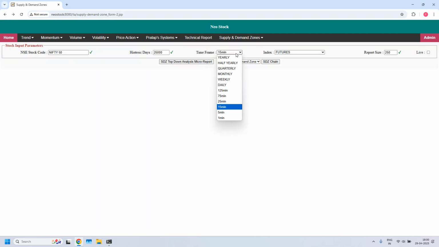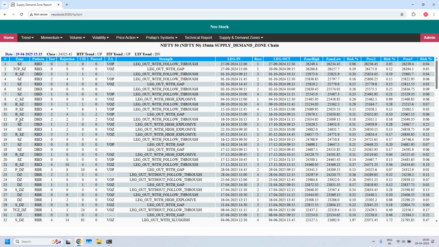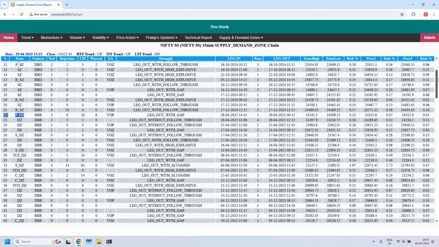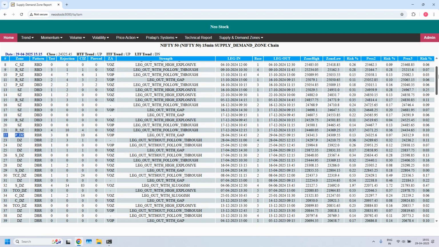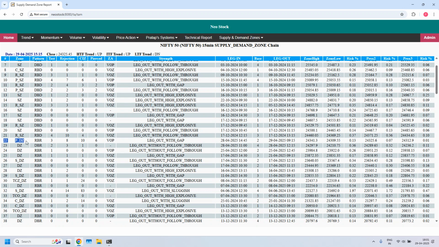Next, just a minute. Let me get. Here you have all the supply zones, right? The nearest demand zone is serial number 22. So what I do, let me adjust the report in the middle. Okay, now you have equal number of demand zones and supply zones. Nearest demand and supply zones are at serial number 22 and 21. But 22 is a pierced demand zone. Okay.